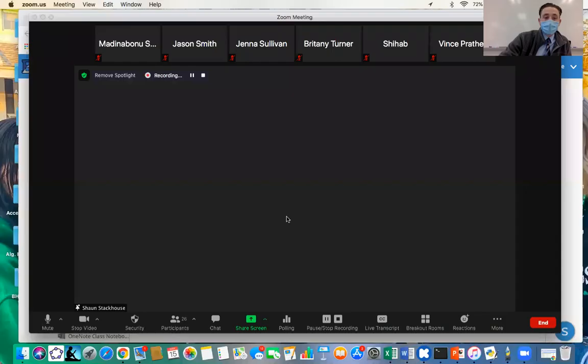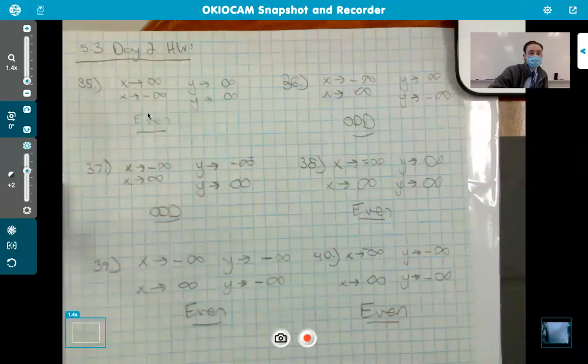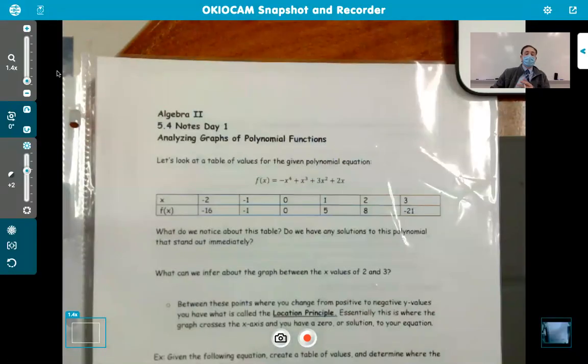Okay. Like I said, the notes for today are in the folder. We are working on analyzing polynomial graphs. And we are going to start by taking a look at a table of values here and just asking ourselves a couple questions. This is very similar to something that we've seen before in the last chapter when we were talking about quadratic equations, right? Being able to determine where my zeros are, where my solutions are. Later on, we'll start talking about roots, right? They all kind of mean the same thing. So let's kind of wrap our heads around that first as we relate it to polynomial functions.